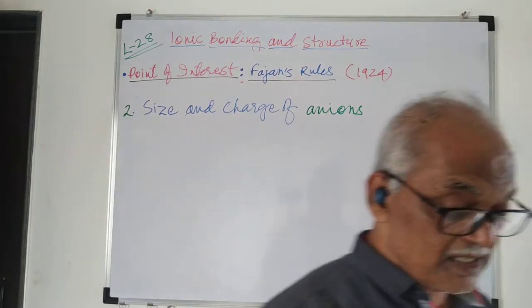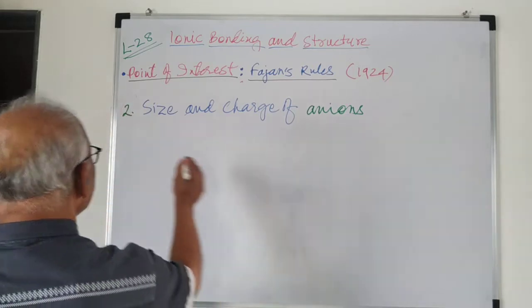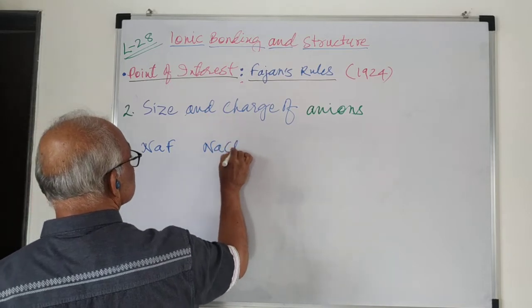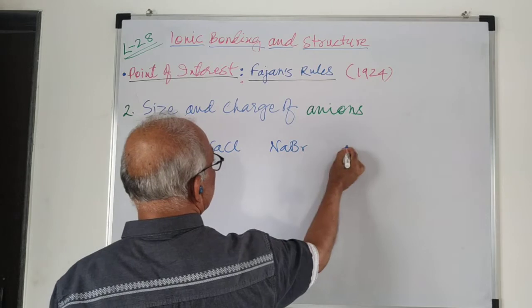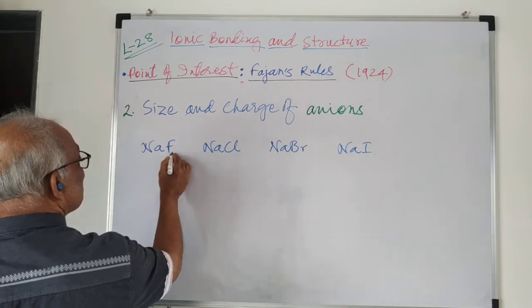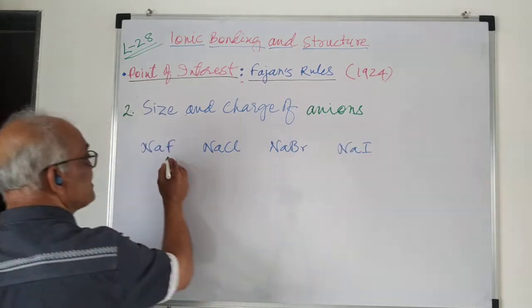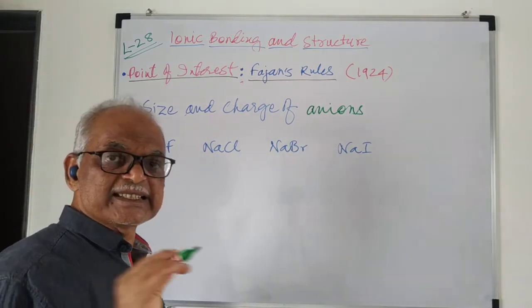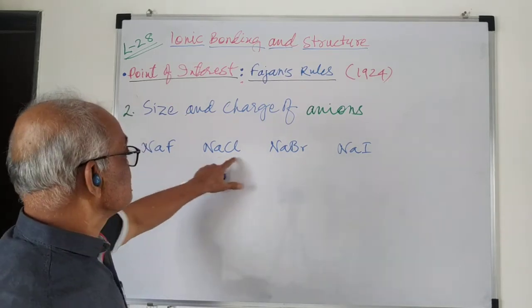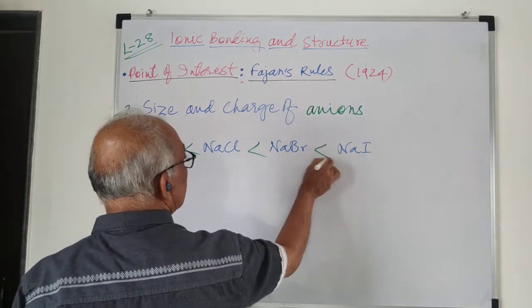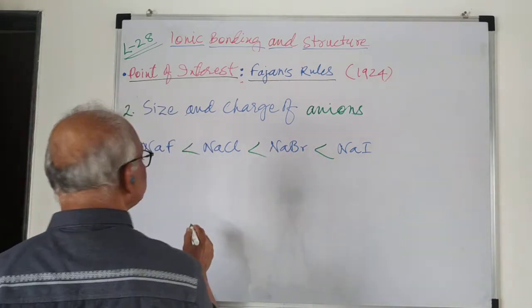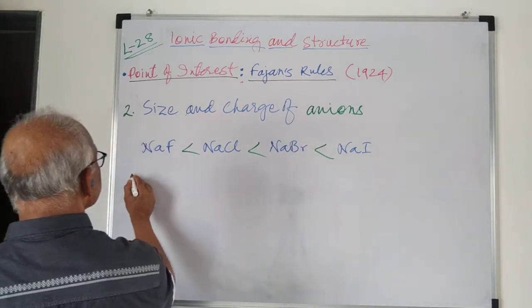So here, if we consider the series of examples NaF, NaCl, NaBr, NaI, NaF has the anion. We are considering only anions because the Na+ cations are the same. So the covalent character depends on the effect of size. The size of anions is increasing in this order. With this increase in size, the covalent character also increases.